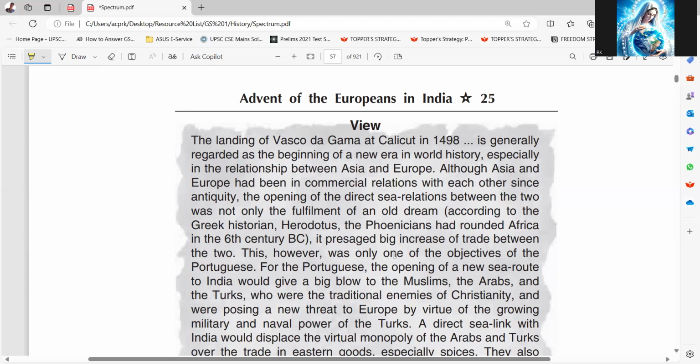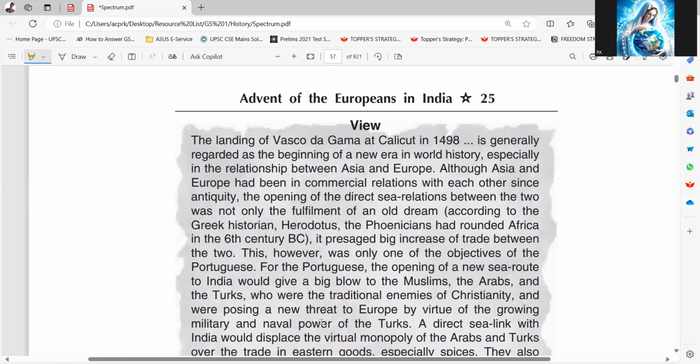This, however, was only one of the objectives of the Portuguese. For the Portuguese, the opening of a new sea route to India would give a big blow to the Muslims, the Arabs, and the Turks, who were the traditional enemies of Christianity and were posing a new threat to Europe by virtue of the growing military and naval power of the Turks.